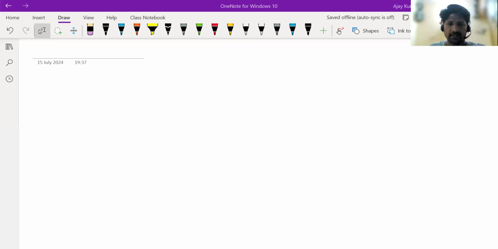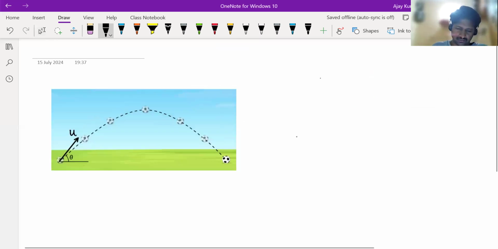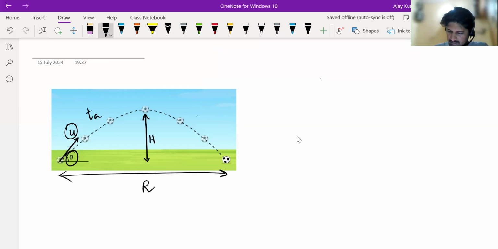Just a moment. I'll copy one diagram. Okay. So what we learned in the last class was if you know the initial velocity, that is the velocity with which the object is projected, and the angle at which it is projected, we know how to calculate the h max, the maximum height that it will rise above the point of projection. And we know how to calculate the horizontal range. We know how to calculate time of ascent and time of descent.